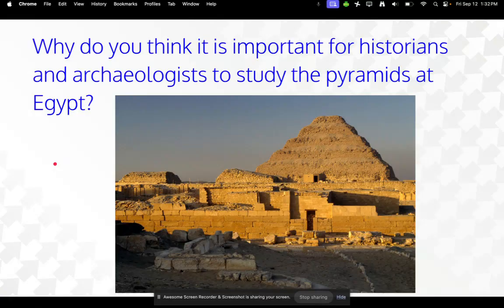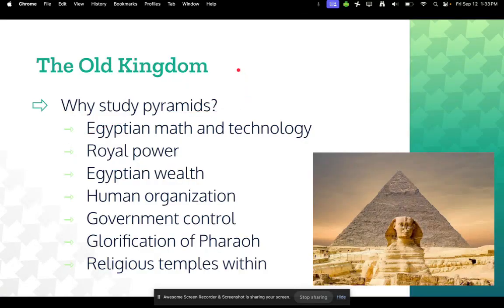So, why do you think it is important for historians and archaeologists to study the pyramids in Egypt? Yeah, well, besides them being these cool triangles that stick out of the ground, there are some other good benefits to learn from them, such as Egyptian math and technology, royal power, so how the government was structured with royalty, Egyptian wealth. It takes a lot of materials to make these pyramids. Where are the Egyptians getting them? Like what trades do they have?